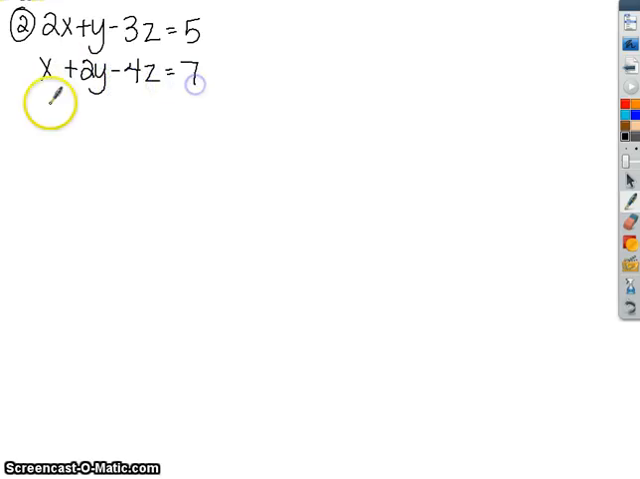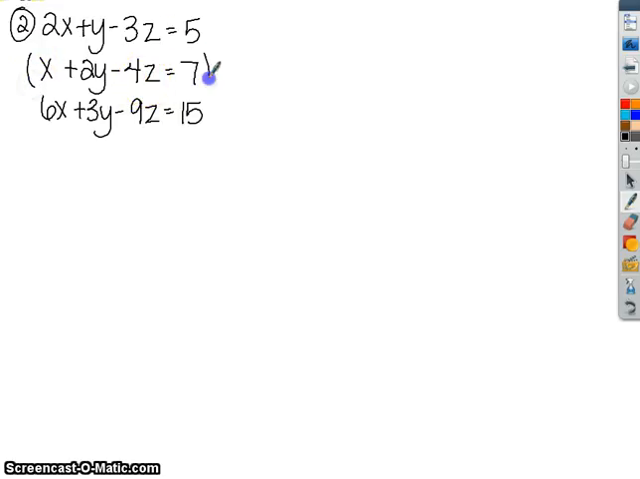We are going to do 2x plus y minus 3z equals 5. Then we're going to go x plus 2y minus 4z equals 7. Then 6x plus 3y minus 9z equals 15. So again, the first step, decide which variable you want to eliminate, and then go ahead and pick 2 equations that you want to eliminate with. So maybe I'll eliminate x on this one. So I'm going to choose these first 2 equations here.